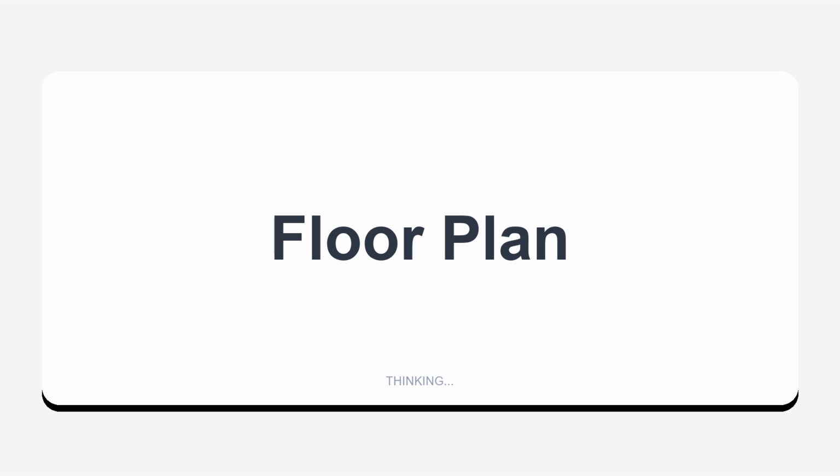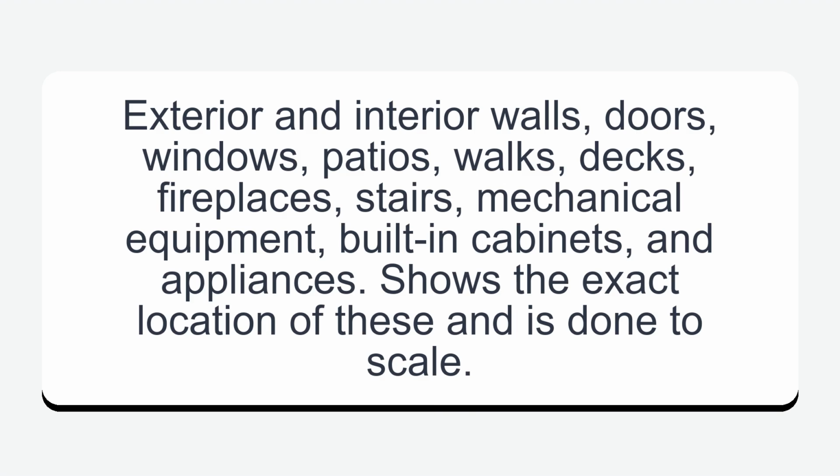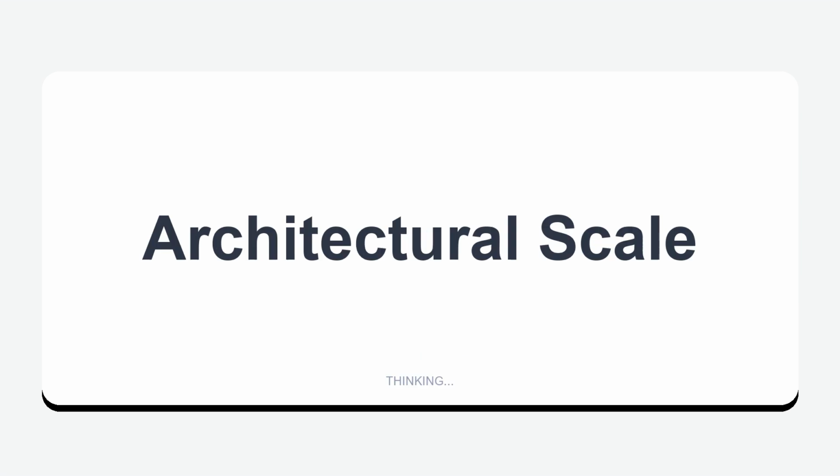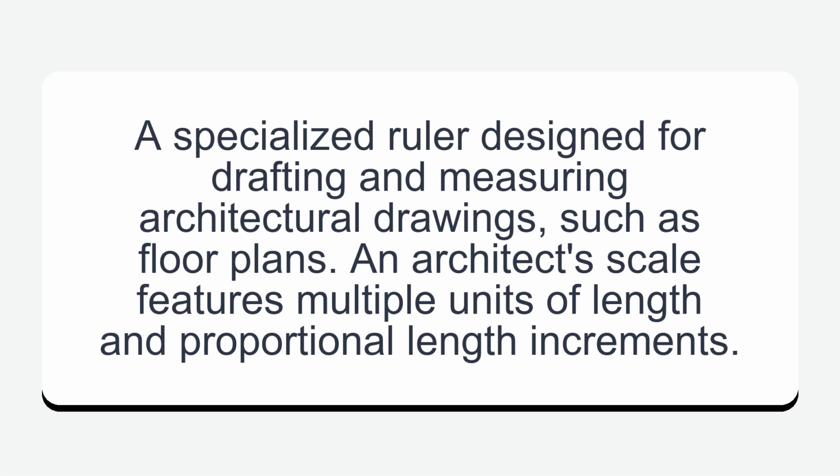Floor plan. Exterior and interior walls, doors, windows, patios, walks, decks, fireplaces, stairs, mechanical equipment, built-in cabinets, and appliances. Shows the exact location of these and is done to scale. Architectural scale. A specialized ruler designed for drafting and measuring architectural drawings, such as floor plans. An architect's scale features multiple units of length and proportional length increments.